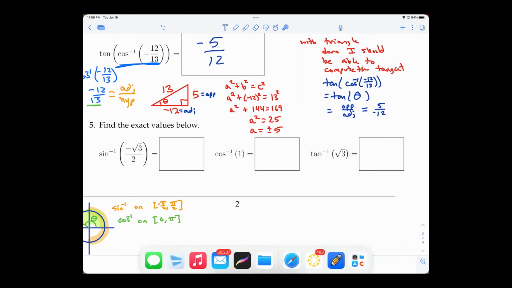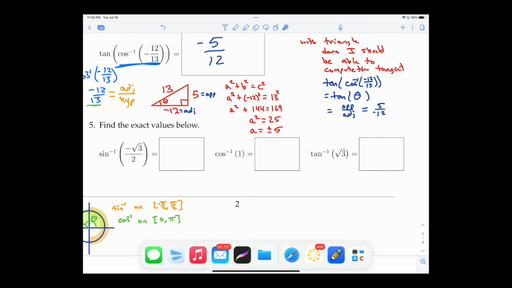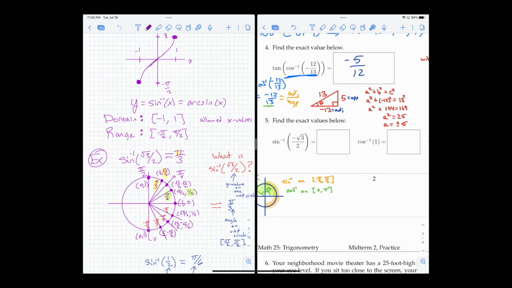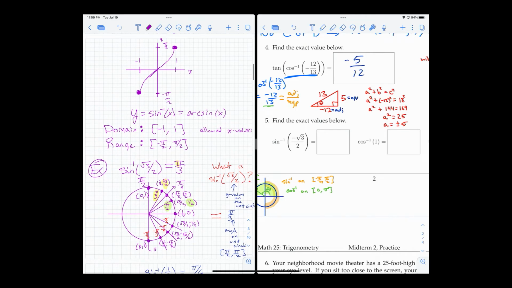Then we got some inverse trig functions that you're going to calculate from the unit circle or my videos. My videos, I think I give you tables for sine, cosine, and tangent inverse, and those are pretty useful.